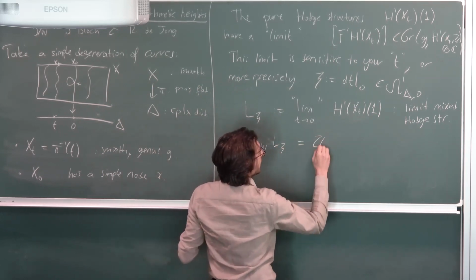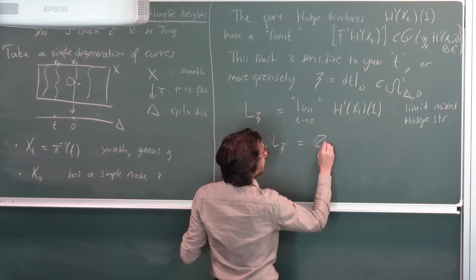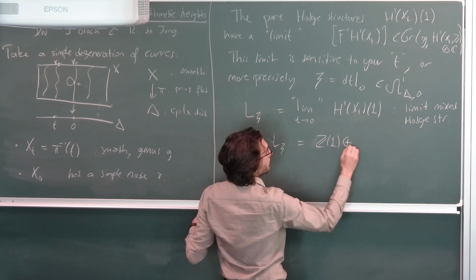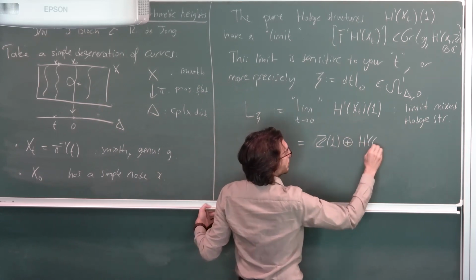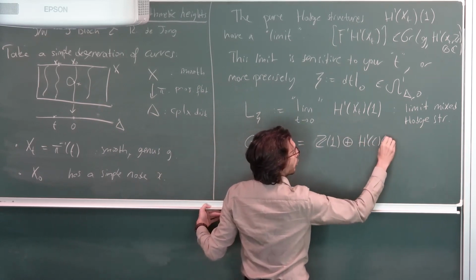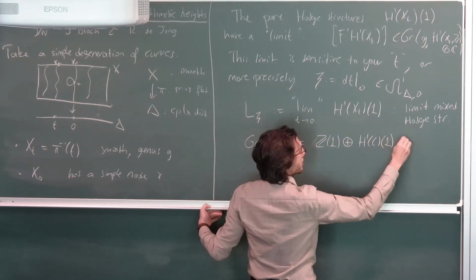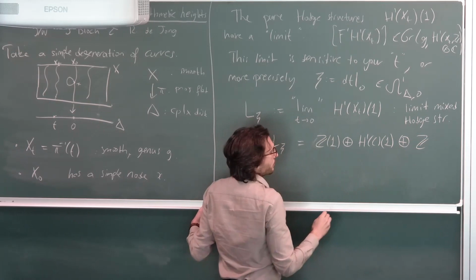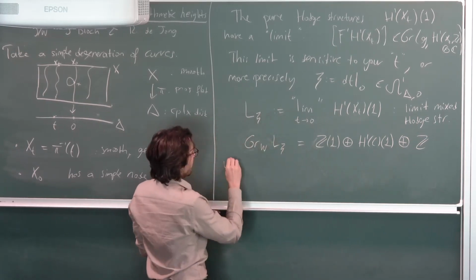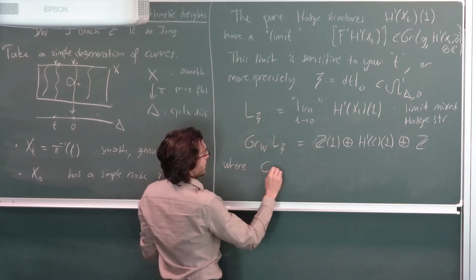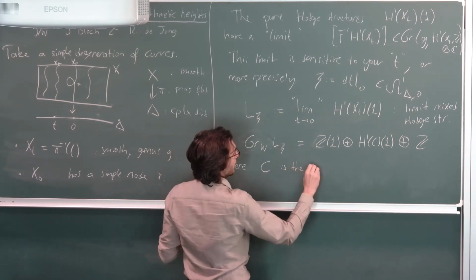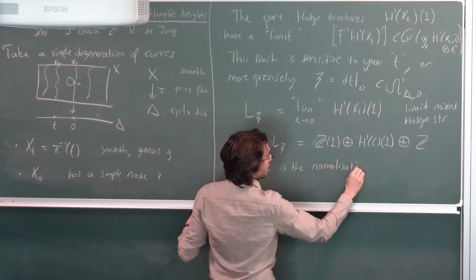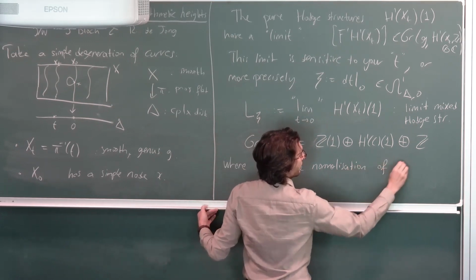The first piece is one-dimensional. It's essentially Z. Again, there's this twist. And then I have H1 of the normalization of the central fiber. I will write it down in a second. And then another copy of C. Here C is the normalization, the desingularization of the central fiber.